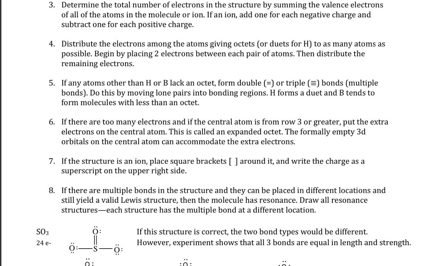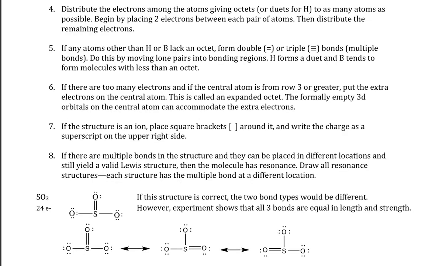Number 4, distribute the electrons among the atoms, giving octets, or duets for hydrogen, to as many atoms as possible. Begin by placing 2 electrons between each pair of atoms. That means a single bond, so you draw a dash for a single bond. Then distribute the remaining electrons, and that is to say, you're drawing lone pairs next.